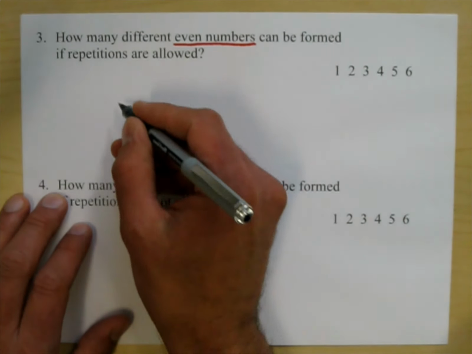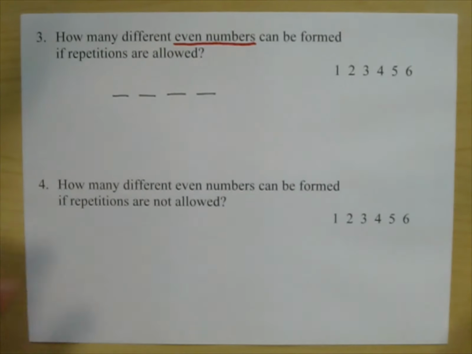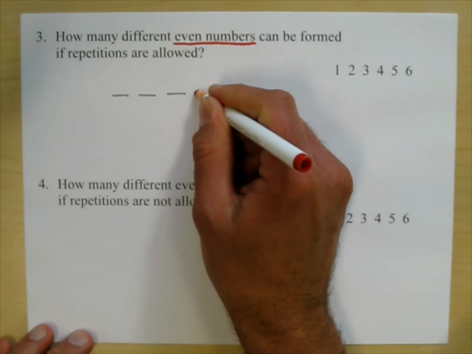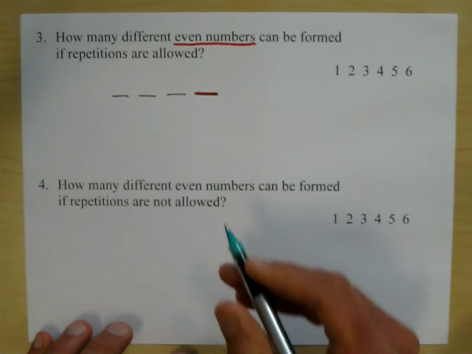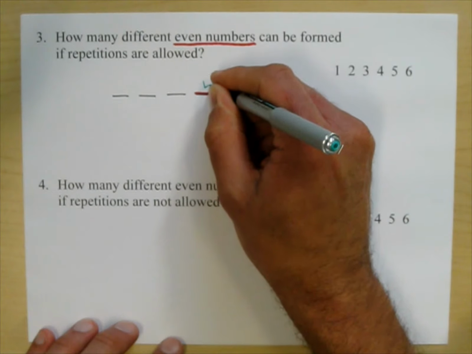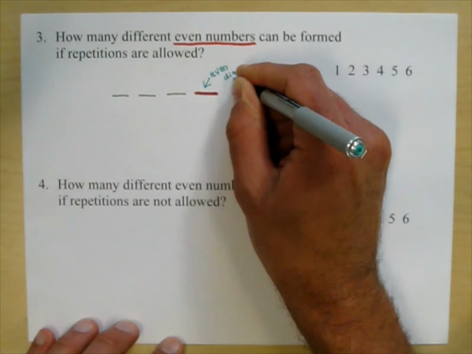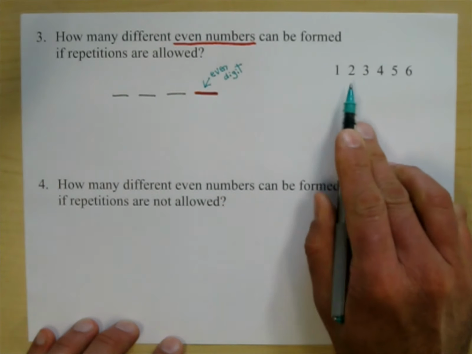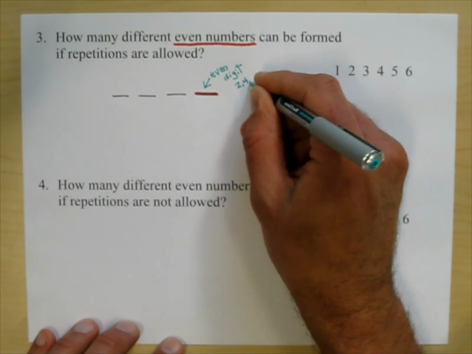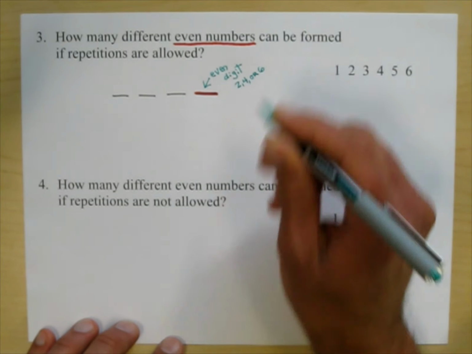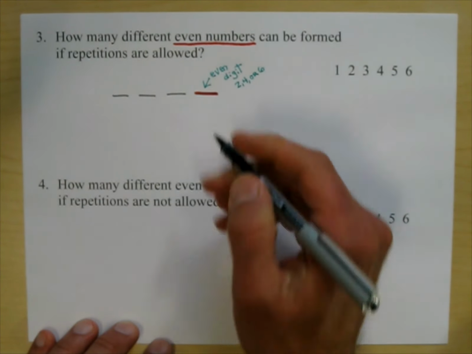So let me go ahead and put 4 slots up here. Because it's an even number, we're going to go like that. Okay, so this has to be an even digit, which would be 2, 4, or 6 in this case. So how many choices do you have for your restriction? You have 3 choices, 2, 4, or 6.